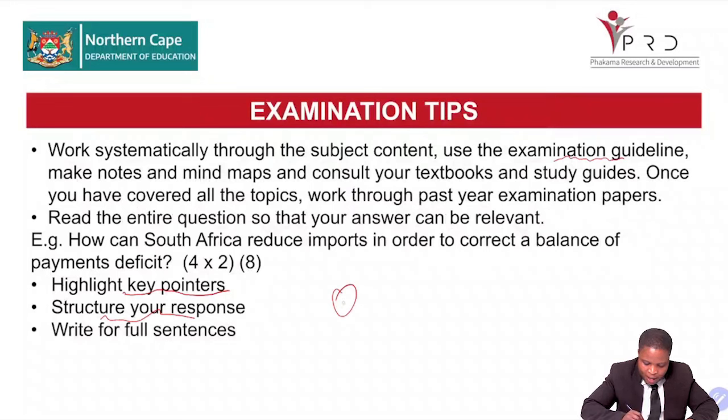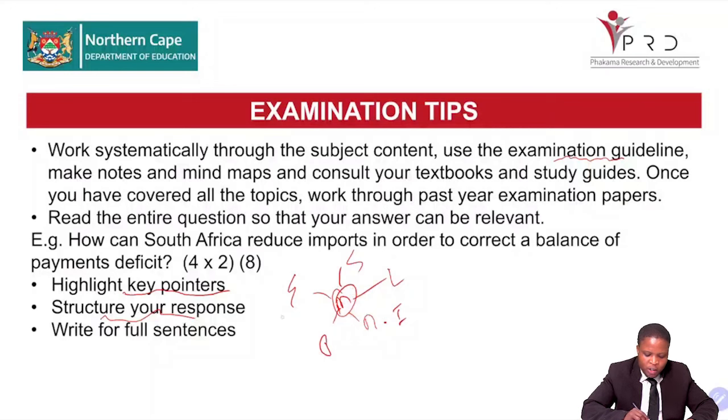Say, okay, I'm asked about import. You put M for import. What does import do? Import decreases the leakage, number one. When it's a leakage, it means it decreases the national income. You look at the national income. National income, it means production will be affected. Oh, production, it means employment will be affected. Oh, standard of living. You understand? So you look at all the pointers that you can have to structure your responses.